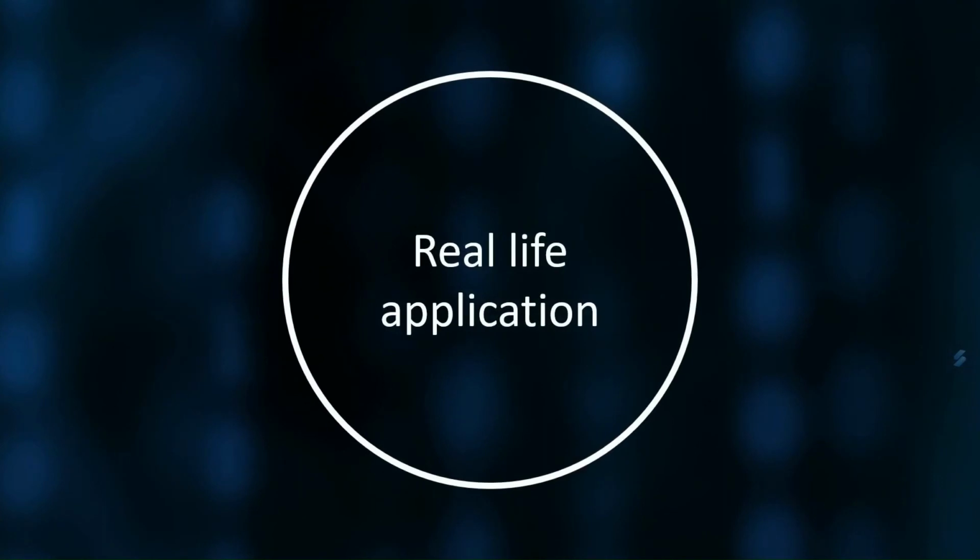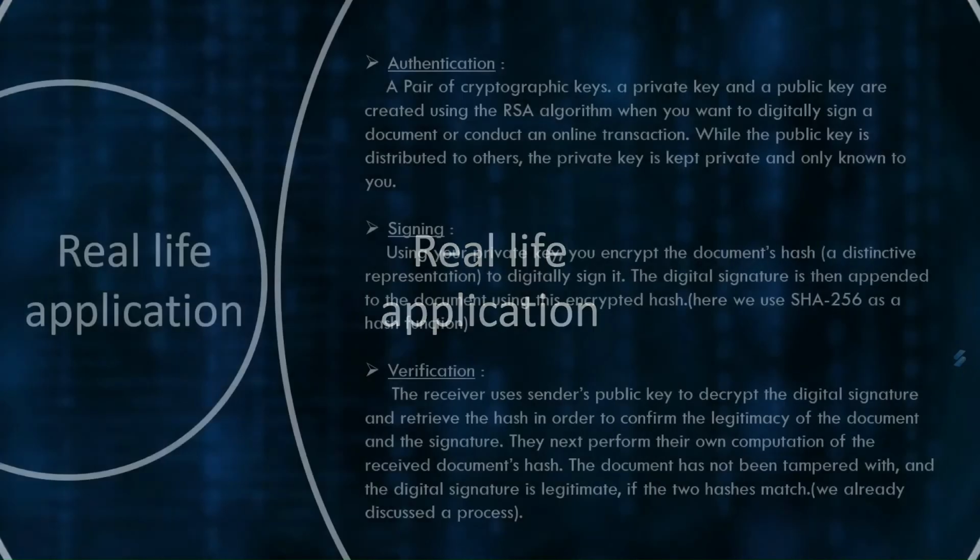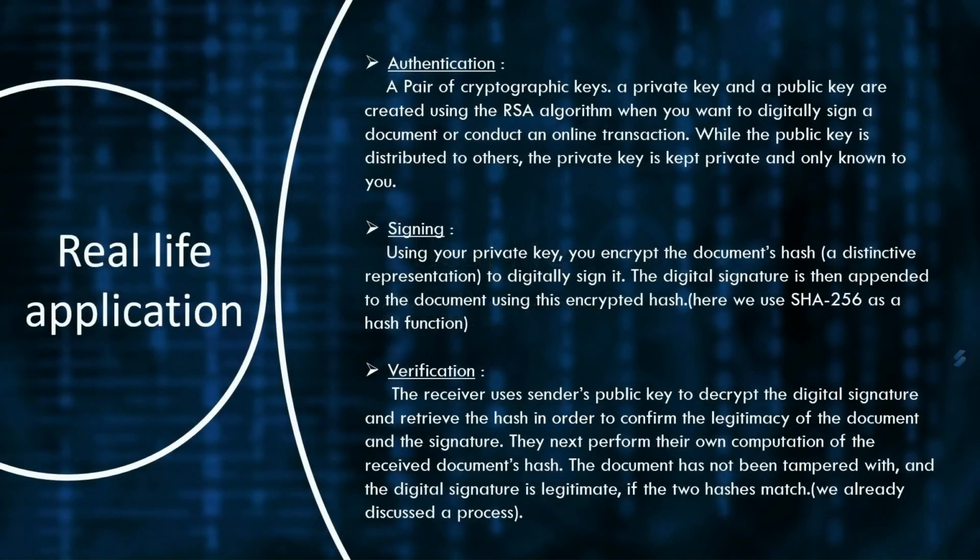Now, let's see what are the real life applications of digital signature. First one is authentication. A pair of cryptographic keys, a private key and a public key, are created using the RSA algorithm when you want to digitally sign a document or conduct an online transaction. While the public key is distributed to others, the private key is kept private and only known to you.